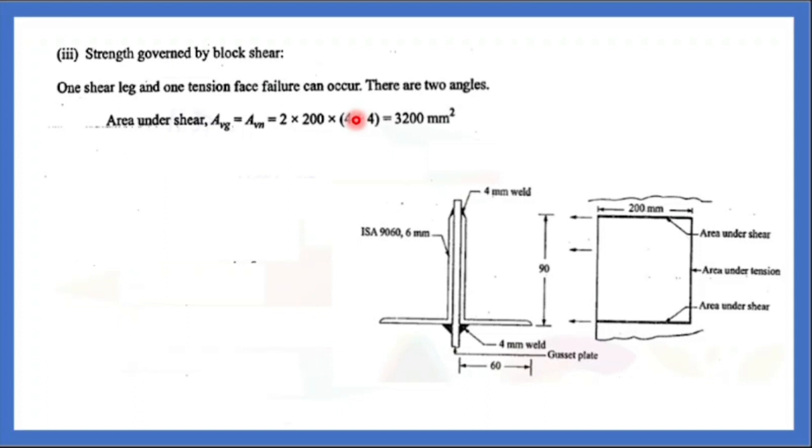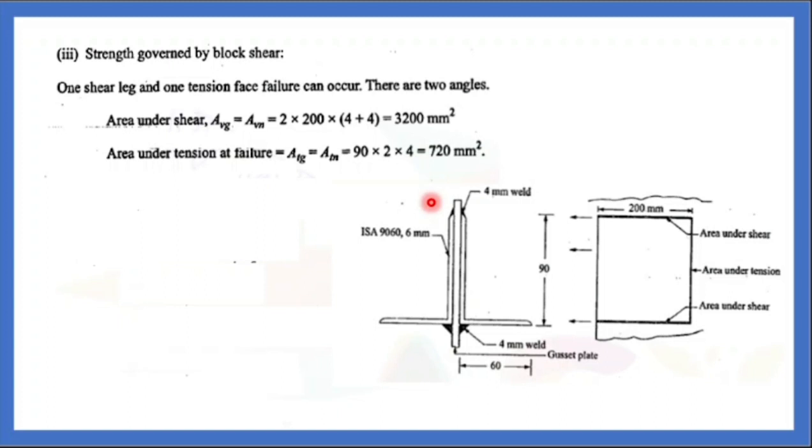ATG, tension failure. This is shear failure, and for tension failure, what is the plane axis you have to take? Section 2 and 3. What is the length here? 90 plus weld. 4 mm is your weld. So they have multiplied by 2. What is your area here? 90 into 2 into 4, 720.